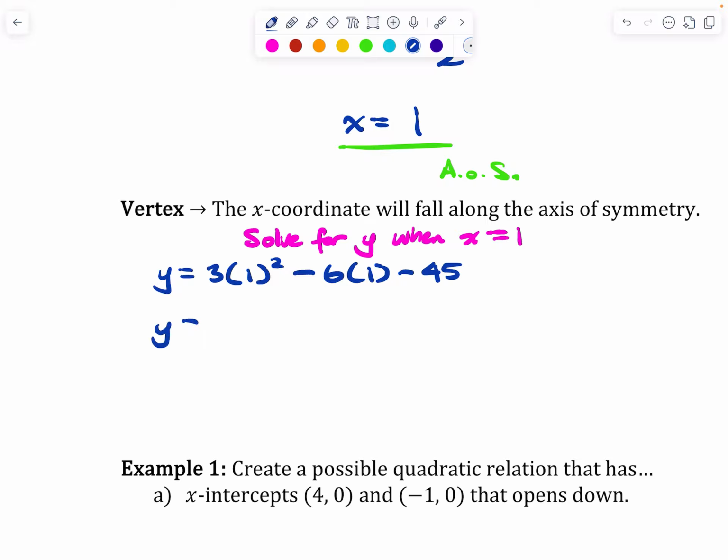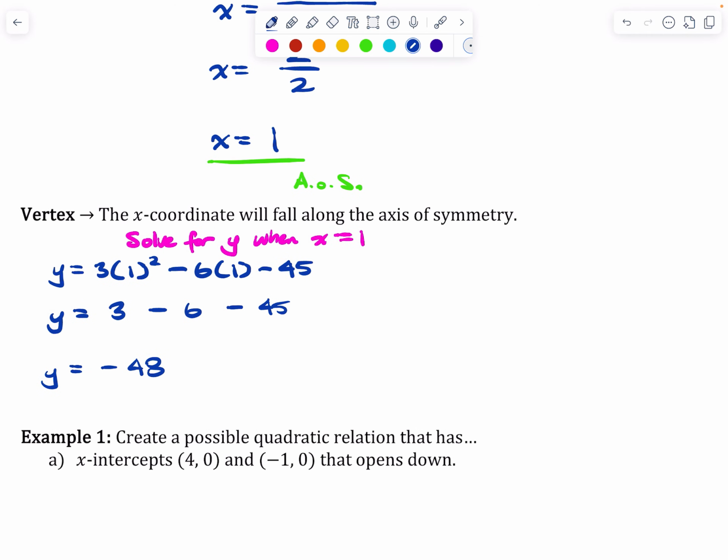And then processing that, 3 times 1 squared is 3, 6 times 1 is 6, negative 45 is negative 45. 3 minus 6 minus 45, well, 3 minus 6 is negative 3, and then 45 down from that is negative 48.